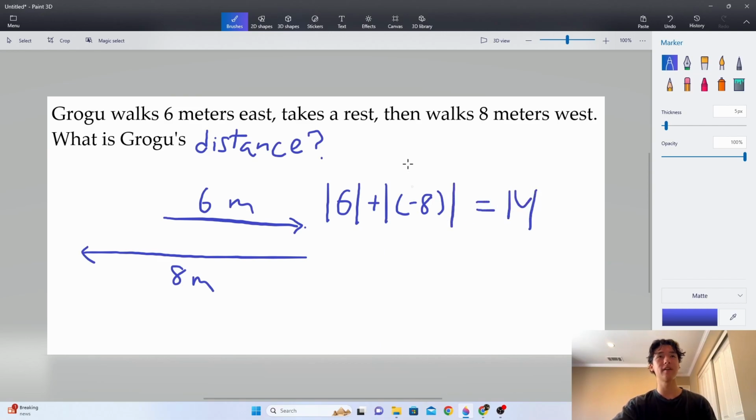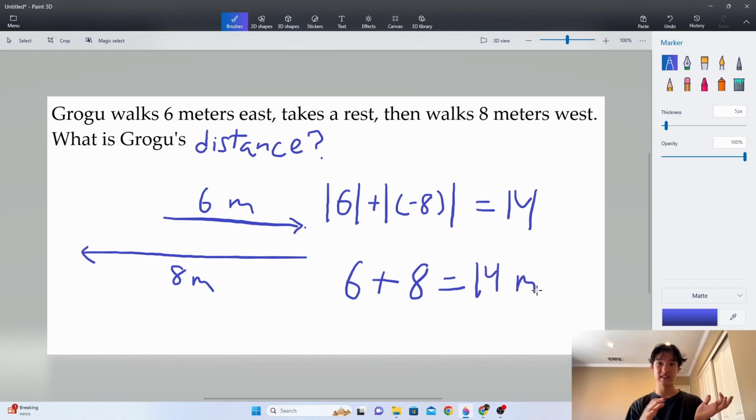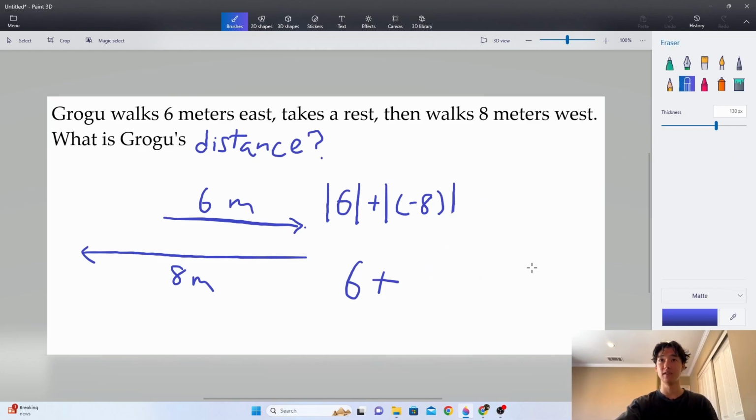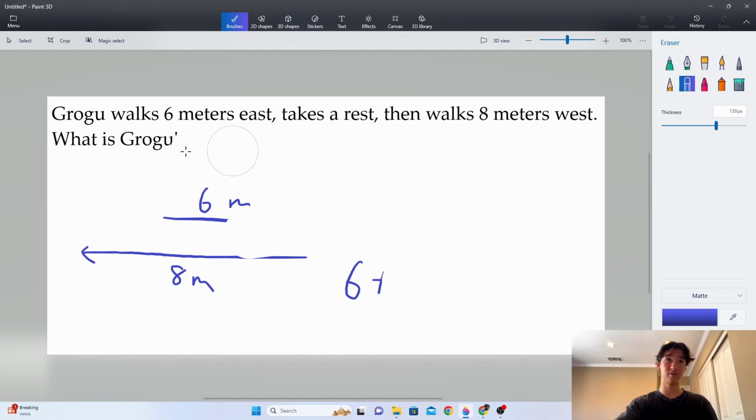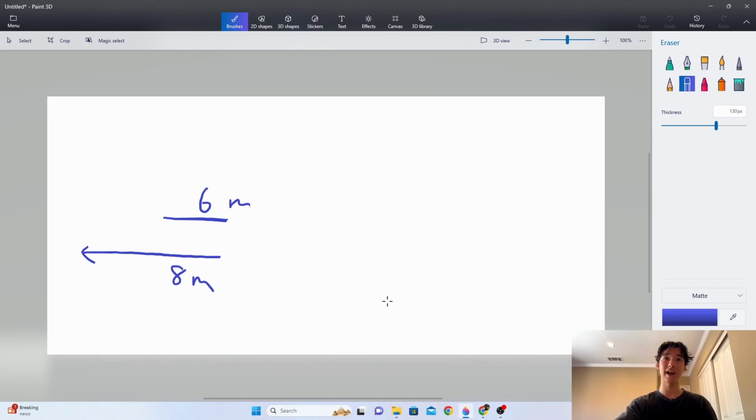But don't really think about it like that. Really, distance is just your total distance traveled. So you traveled 6 meters, and then you also traveled 8 meters. So it's 6 plus the 8 meters that you traveled, which is 14 meters traveled in total. That's the distance that you traveled. That's it. Distance versus displacement. Now you guys know what it is.